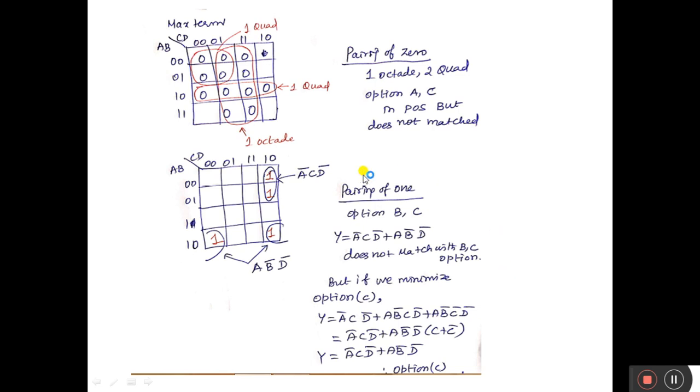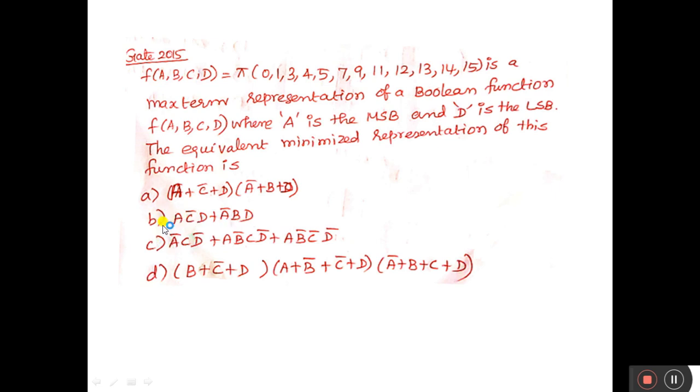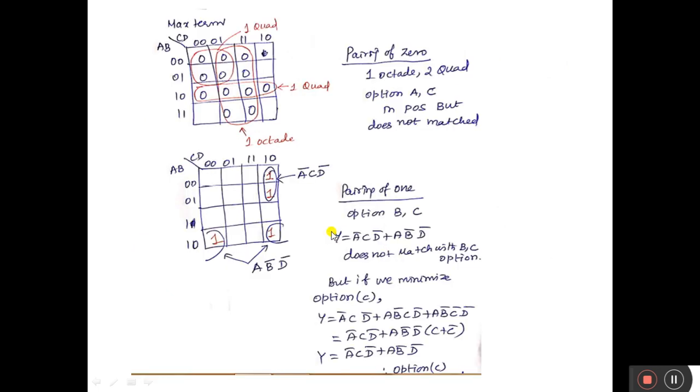Now I assume the ones here. If I minimize, I will get A bar C D bar. For this one, A B bar D bar. So if I combine these two by OR, A bar C D bar plus A B bar D bar, this answer also does not match the given options B and C. But if I minimize option C, I can get the solution.